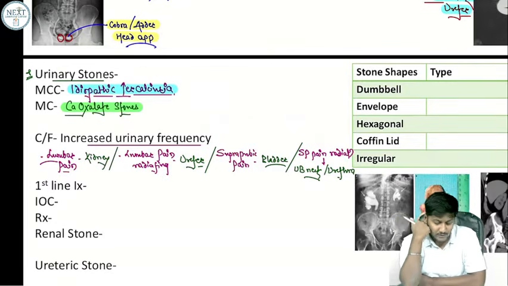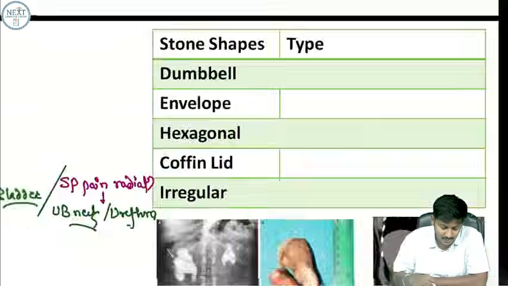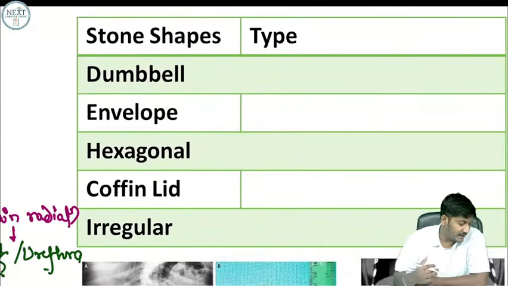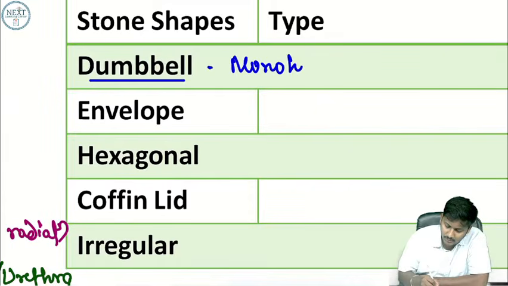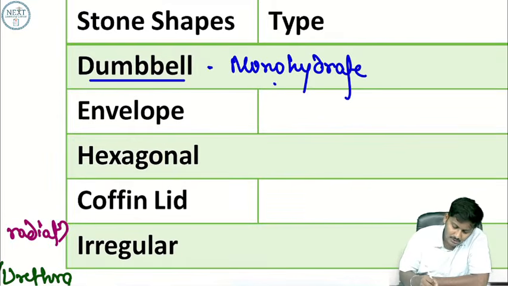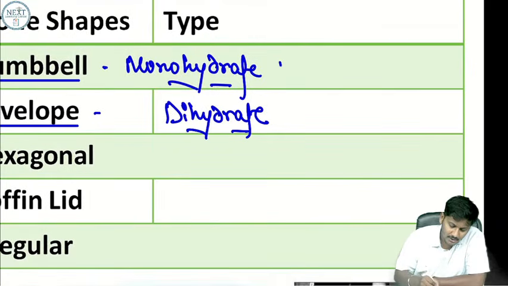Now we know that whenever a patient with stones comes to us, if we are suspecting a stone, we should send a urine microscopic examination. When we send a urine microscopic examination, we will be able to see the shape of crystals, and depending on the shape of crystals we can analyze which kind of stone is present in the patient's urinary tract. First, if the shape of the crystal is dumbbell shaped, these are the monohydrate crystals, and whenever it is envelope shaped, it is the dihydrate crystals. So monohydrate is dumbbell shaped and dihydrate is envelope shaped, and both of these are nothing but types of calcium oxalate stones itself.